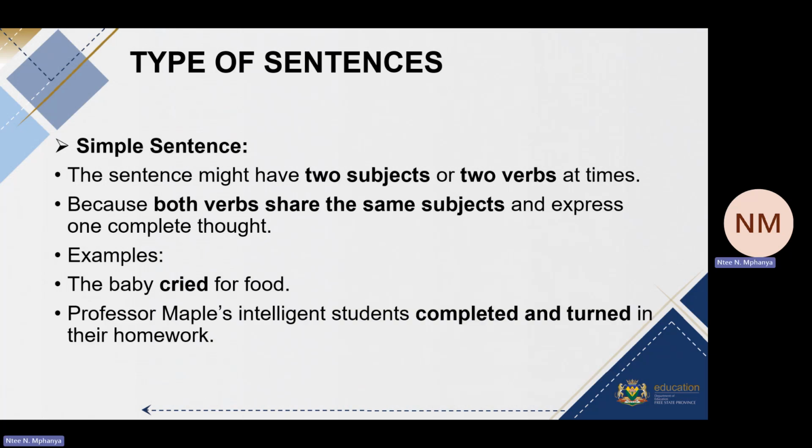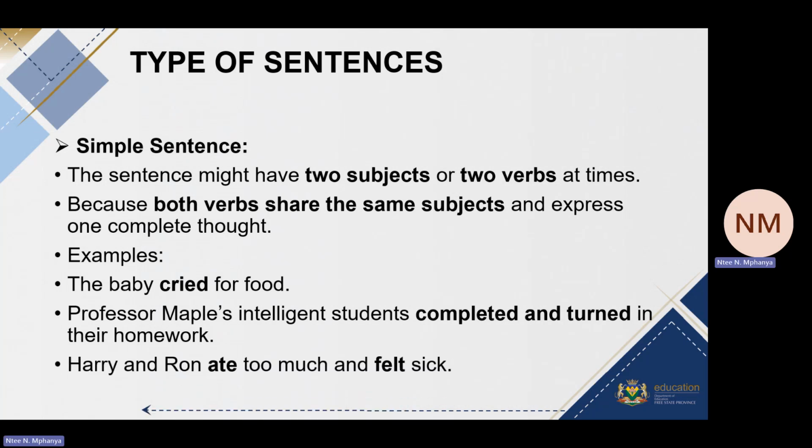Look at the following. Professor Mample's intelligent student completed and turned in their homework. In the previous example, the baby cried for food. We had one subject and one verb. Now, in this example, we have one subject, but how many verbs do we have? Now we have 2 verbs. Professor Mample's intelligent student completed and turned in their homework. It expresses one complete thought about what? Professor Mample's intelligent student.